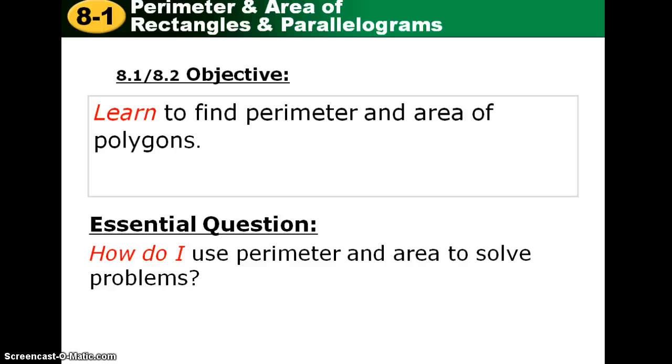Chapter 8, we're going to combine sections 1 and 2, where we learn to find perimeter and area of polygons. And our essential question: how do I use perimeter and area to solve problems?